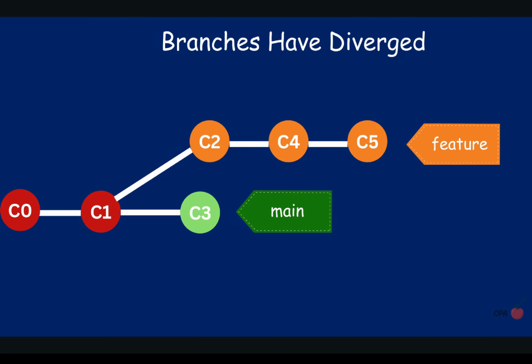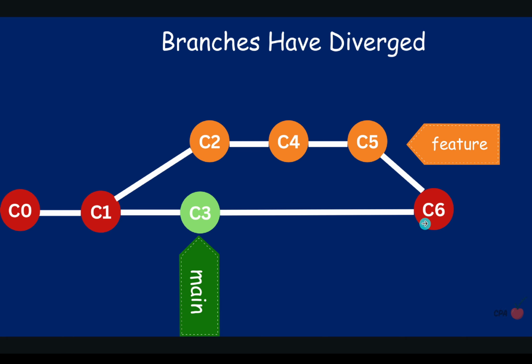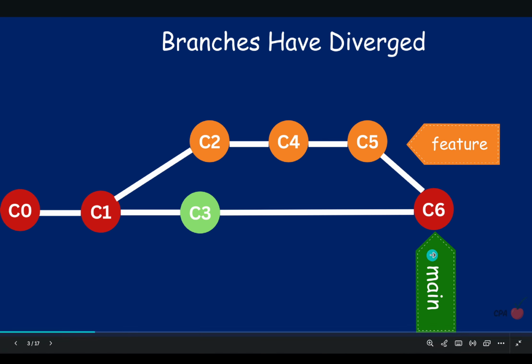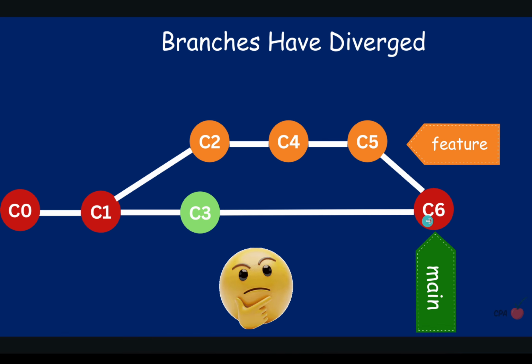In this case, when we ask Git to merge the feature branch into the main branch, Git will create a new commit called here C6 in order to incorporate changes from feature as well as this commit C3 from the main branch. And then it will move the main branch pointer to point at the C6 commit. But how does Git create this merge commit?